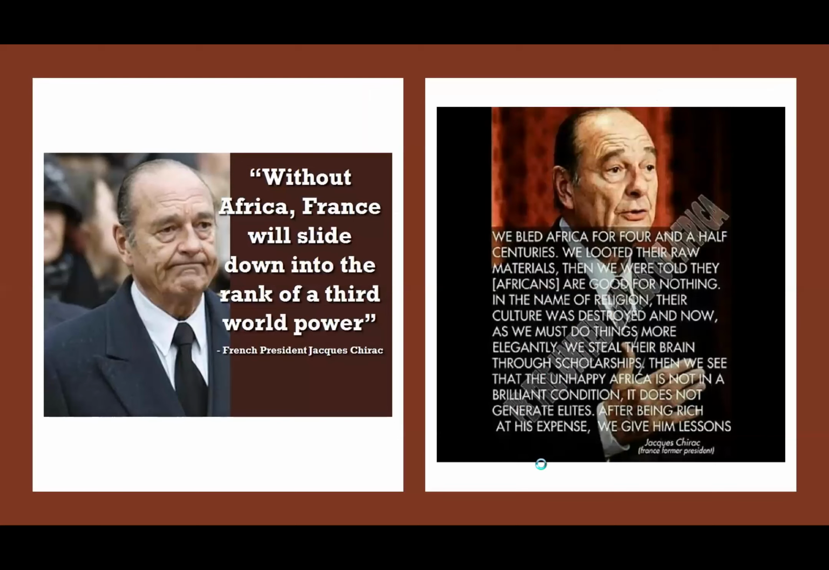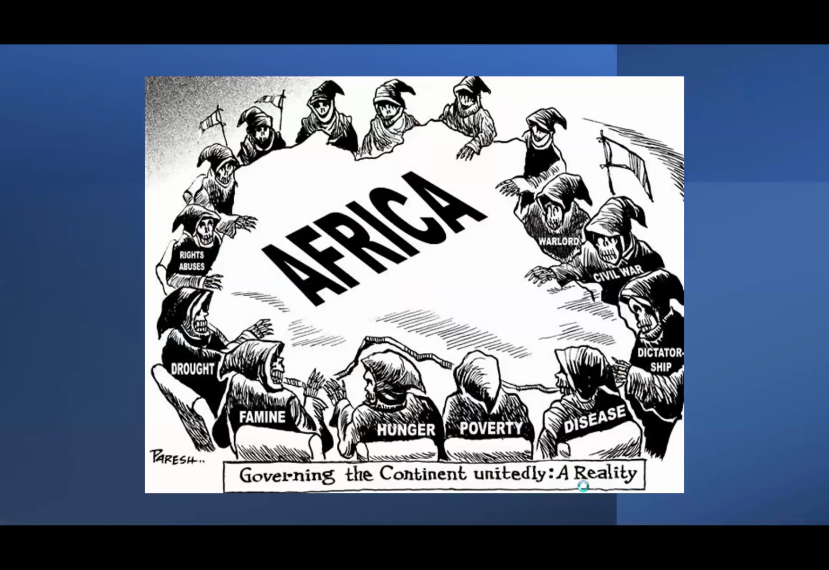Former French President Jacques Chirac said, without Africa, France will slide down to the rank of a third world power. And he was very frank. He said, we bled Africa for 4.5 centuries. We looted their raw materials. Then we're told they were good for nothing. In the name of religion, their culture was destroyed, and now we must do things more elegantly. We steal their brain through scholarships. Then we see that the unhappy African is not in a brilliant condition. It does not generate elites. After being rich at his expense, we give them lessons. Pitiful.